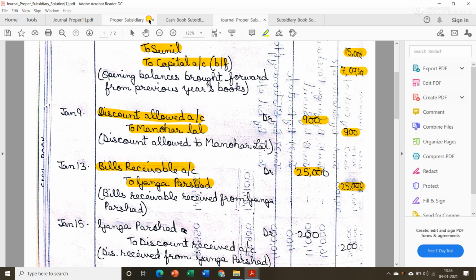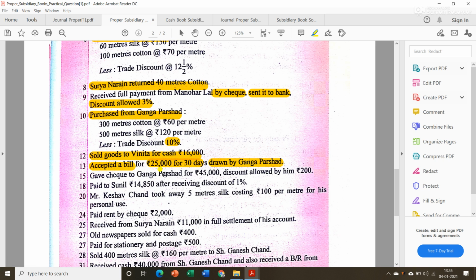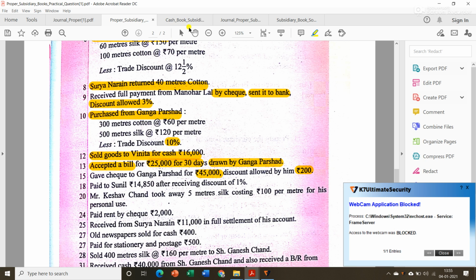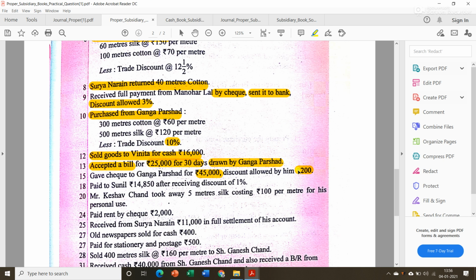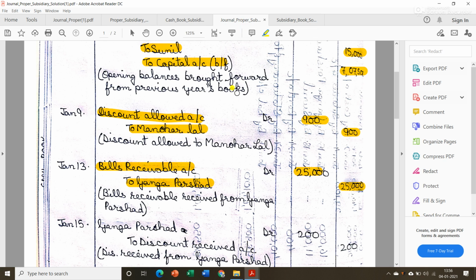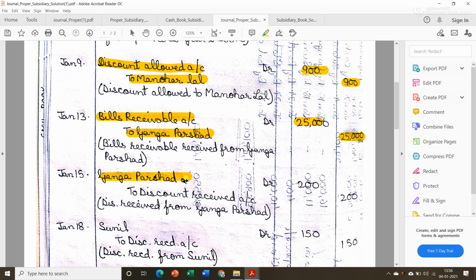Okay. Then next, gave a check to Ganga Prasad for 45,000, discount allowed by him 200. Means we gave a check to Ganga Prasad, and we are going to assume that the money will be deducted from our bank. So for this we will pass an entry in our cash book by writing by Ganga Prasad. In the bank column we will write 45,000. And for the discount allowed by him, rupees 200, that means it is discount received for us. For that we will pass a journal entry: Ganga Prasad debit to discount received 200.